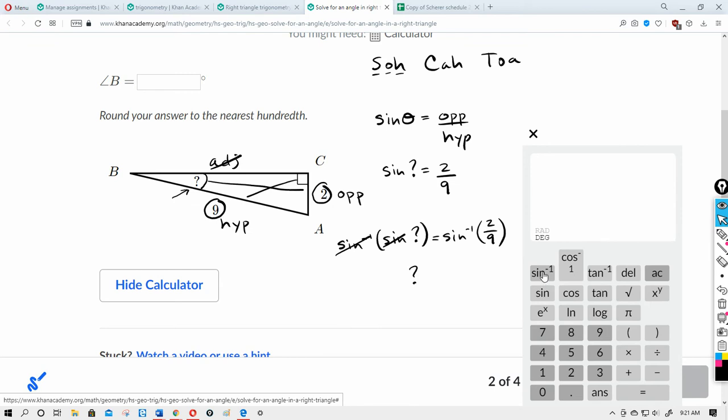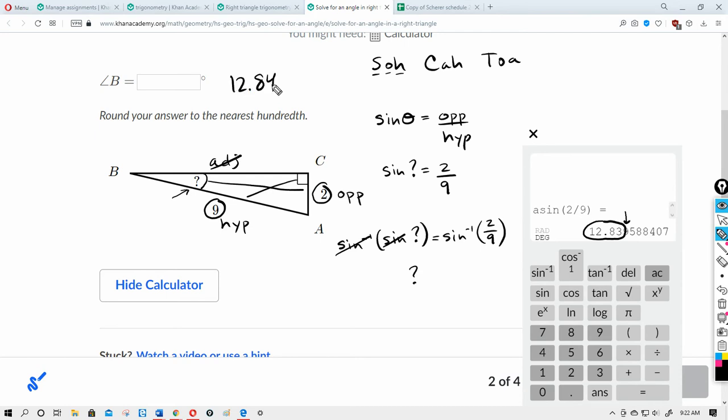So see this one here, sine -1, that's the inverse sine or arc sine, same thing. And in the parentheses, you put 2 divided by 9. 2 divided by 9, close the parentheses. Okay, arc sine of 2 over 9, hit equals. Okay, and these are all rounded to the nearest hundredth. Okay, so look at the third decimal. Because it's 5 or more, you have to round up. So 12.83 is rounded up. That's going to be 12.84 right in the box.